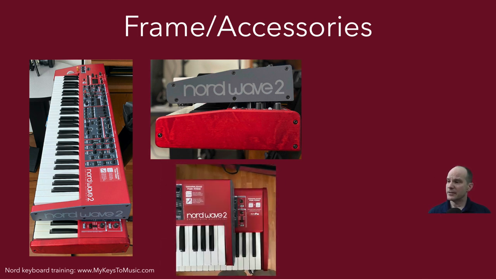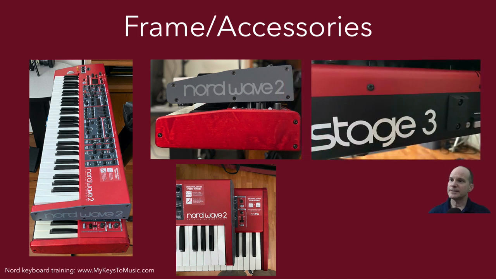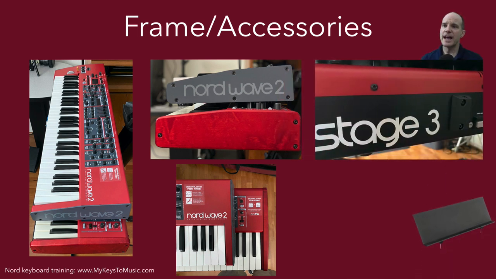You can see there, this is what they look like stacked on top of each other. That happens to be the Wave 2 61 key on top of a Nord Stage 3 Compact. And then the Stage 3 has the ability to include an optional music stand with this music stand holder here. You would apply the music stand on the back of the Nord Stage 3. Any of the models of the Stage 3 have this option, and it makes it very easy and convenient. If you are reading sheet music, you can have a built-in stand affixed right to your keyboard. So a nice feature there.